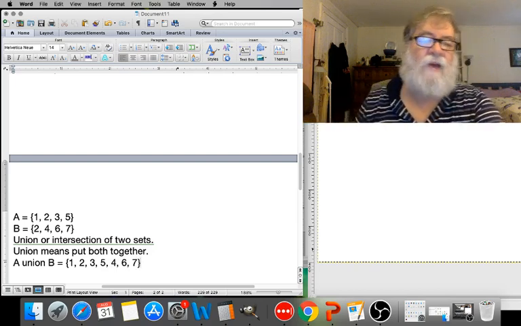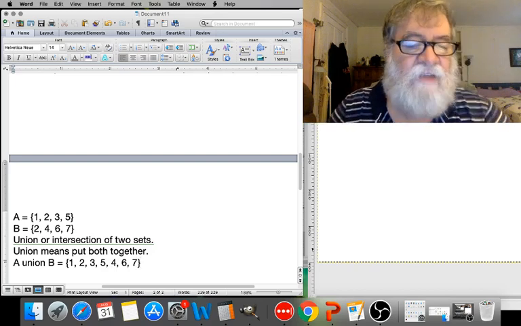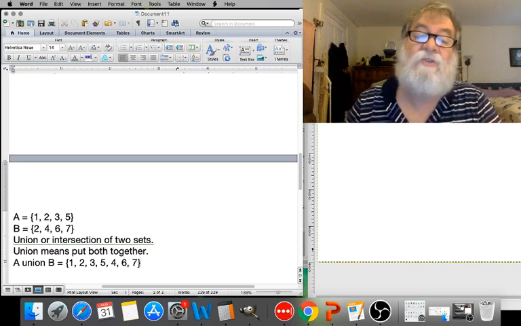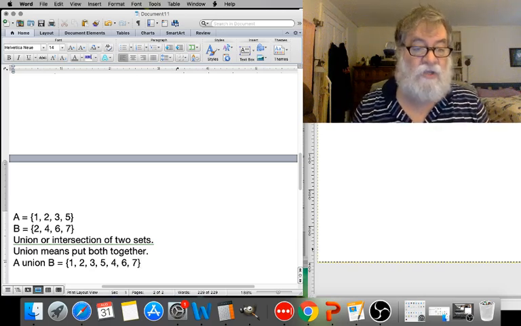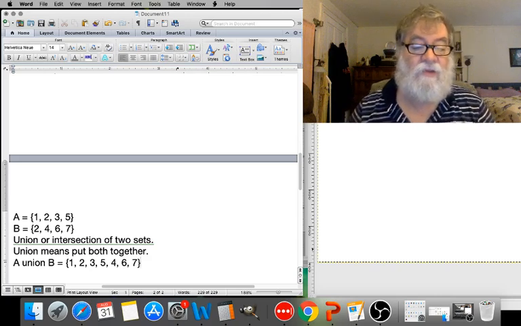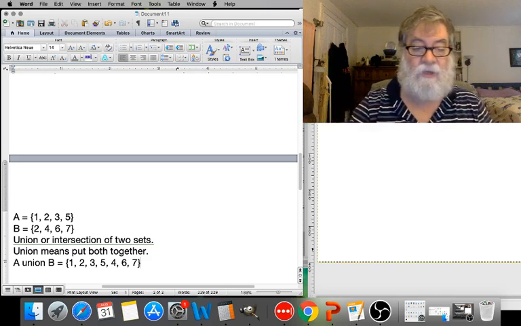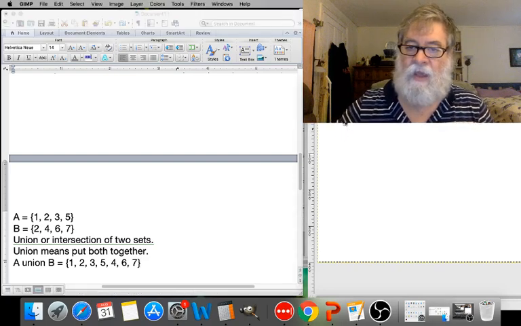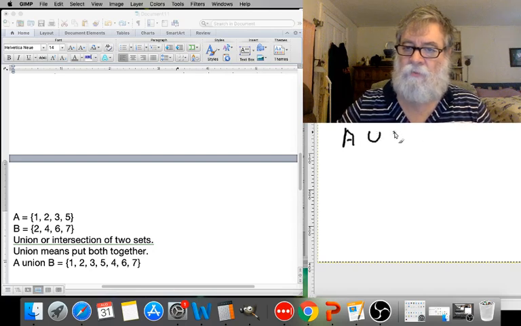It's 1, 2, 3, 5 because those are in A. It's 4, 6, and 7 because those are in B. 2 is in both of them. It, of course, doesn't show up twice because I said there are no duplicates. It just shows up once. So there's 4 in A, 4 in B. When I put them together, there's only 7 because there was one duplicate. The way that's written is A union B. It's like a big U.